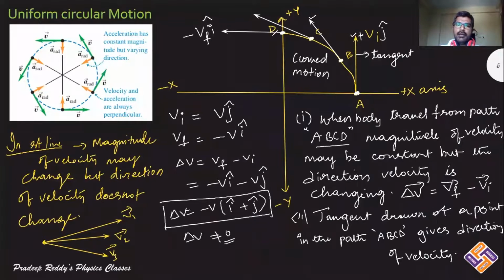So from A to D, one curved motion. D to E, there is another curved motion. And again from here to here, there is one curved motion. Here to here, there is one curved motion. If you add all those curves, you will be getting a circle.